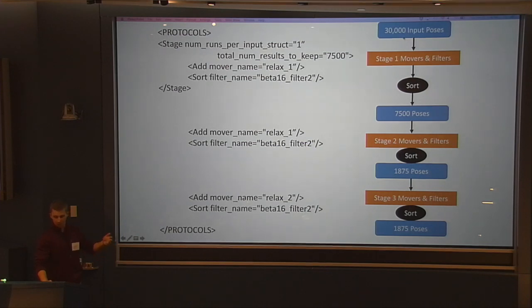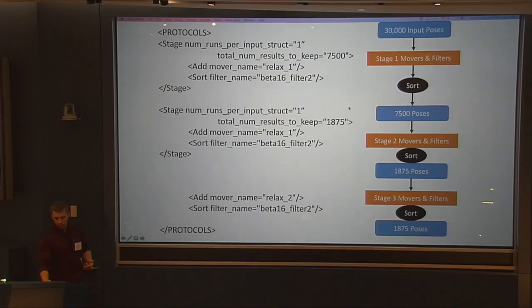So for all 30,000 poses, we want to run stage 1 once, and we want to keep 7,500. Then for all 7,500, we want to run stage 2 once, keep 1875, run all of those once, keep 1875. So the protocols are a little bit messier.